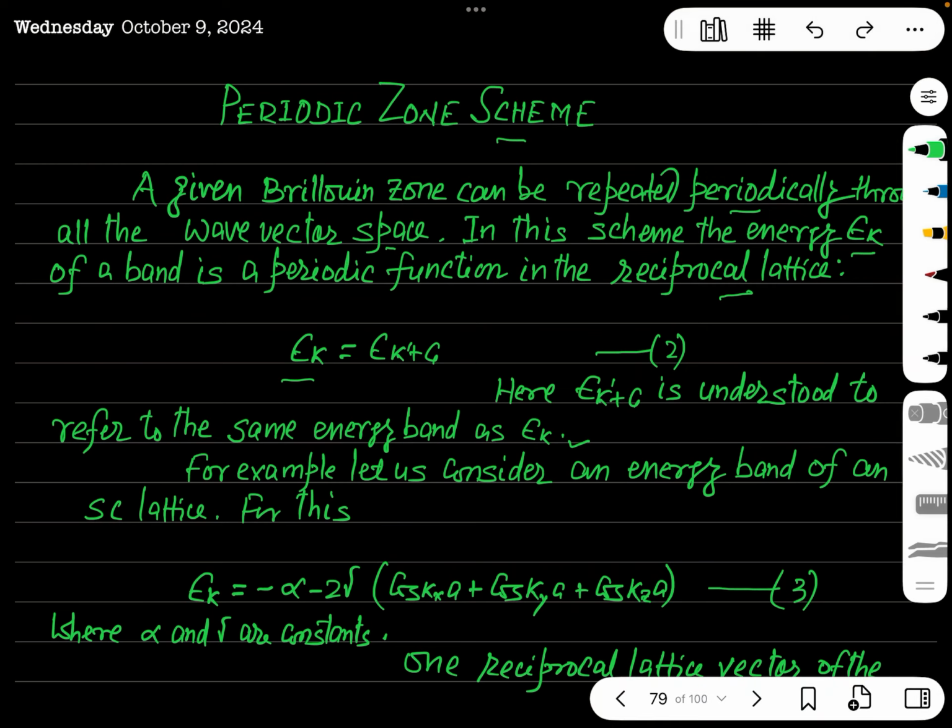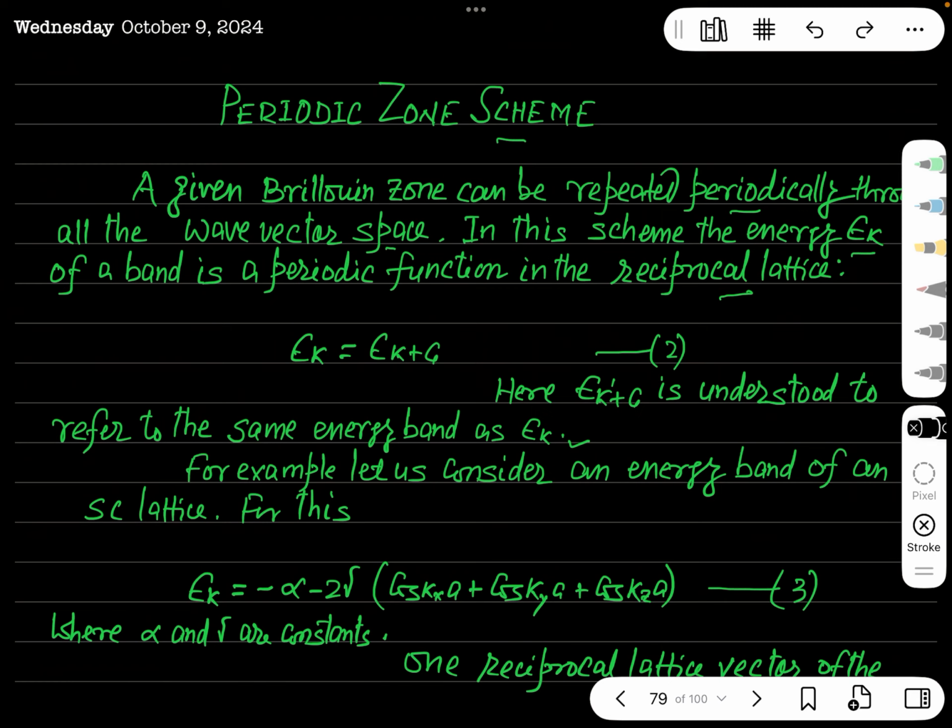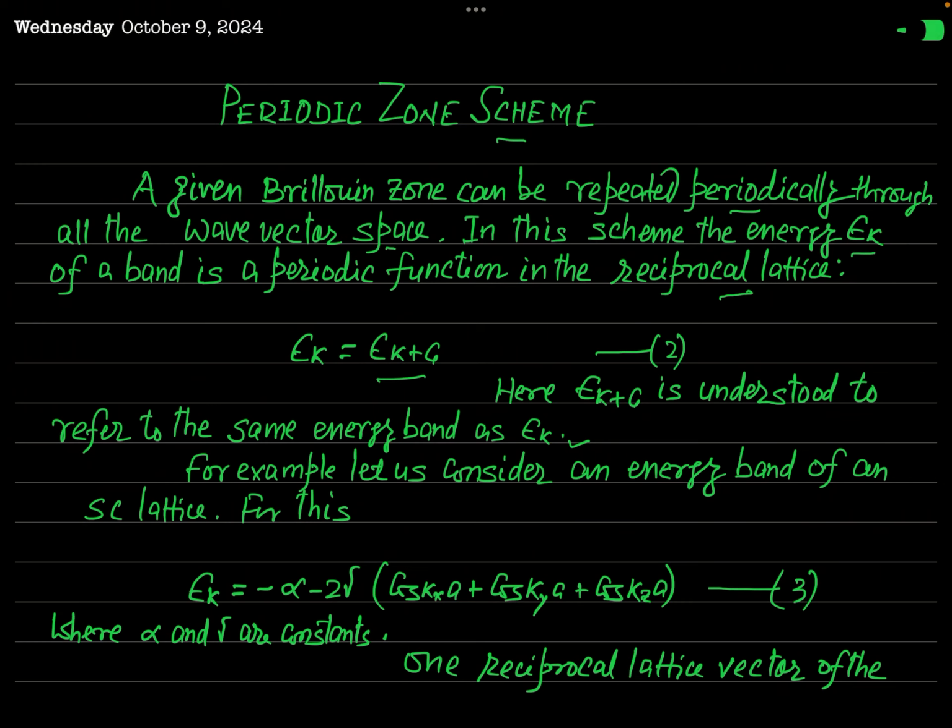Sorry, here there will not be k dashed, but simply k. So in fact epsilon k and epsilon k plus g both will be the same, and therefore you can say that this energy epsilon k and epsilon k plus g both represent the same energy band. Okay.